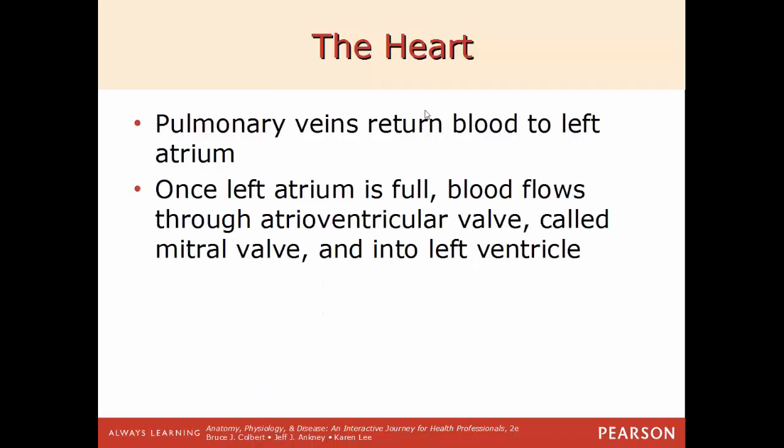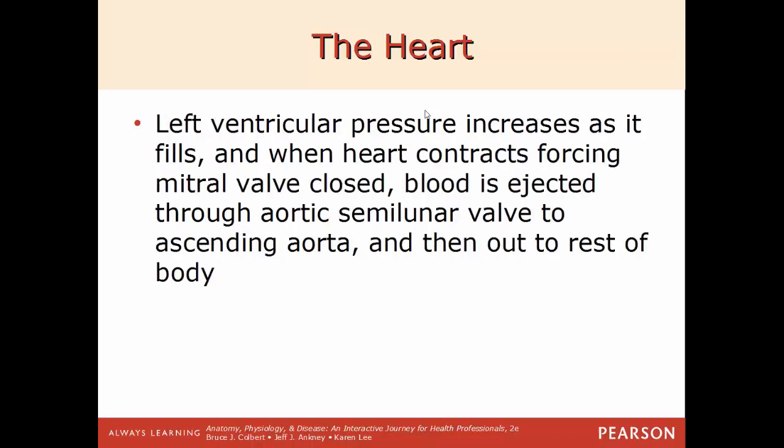It will come back through the right and left pulmonary veins and enter the left-hand side of the heart through the left atrium. Once blood enters the left atrium, it will travel through another valve called the mitral valve or the bicuspid valve. Either term is fine. It will travel into the left ventricle. The left ventricular pressure will increase as it fills, and as it contracts, it will slam shut the mitral valve, and the blood is ejected out through the aortic valve into the ascending aorta, which is the largest artery in our body. Then after the blood travels through the aorta, it will branch off from there, getting smaller and smaller, going through various parts of the body.